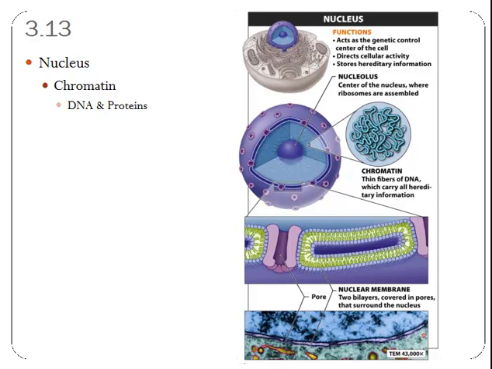Okay, so now that we know about the different cell types and about the phospholipid bilayer, we need to look at organelles inside of different plant and animal cells. First of all, we'll start with the nucleus.